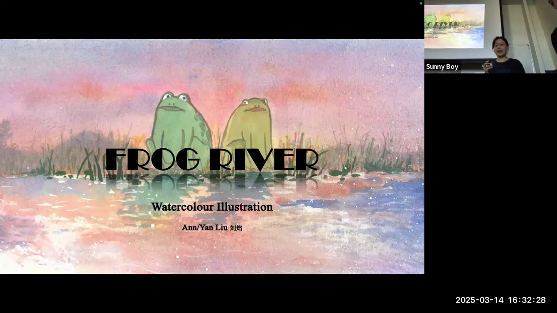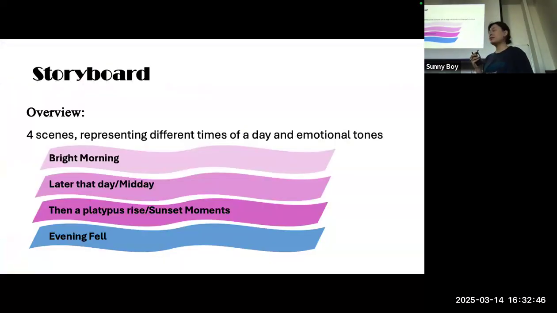My name's Yan Liu. I was a graduate from Culture Studies and Cross Culture and Applied Linguistics. I'm very glad to return with the other face of language and being as an artist for the watercolor illustration work for Frog River. So I'll start my presentation from the storyboard. It tells you how I broke the text down into 4 scenes, and then each of them representing different times of the day and different emotions of the participants.